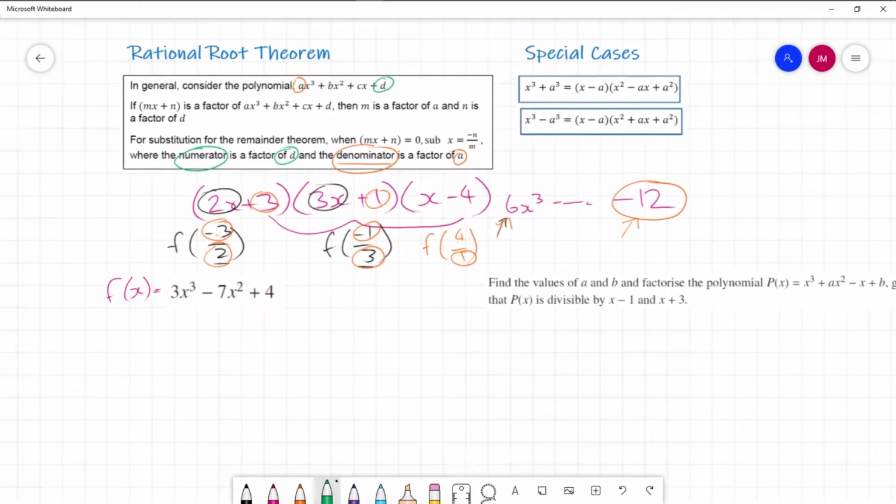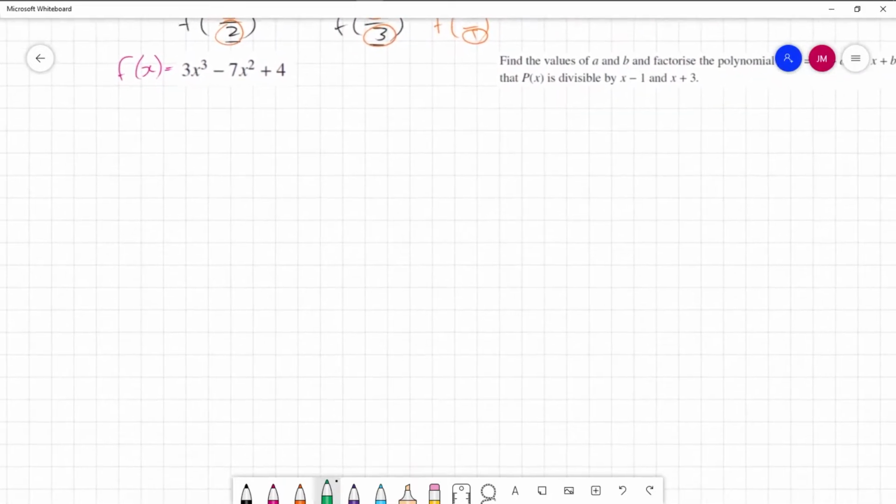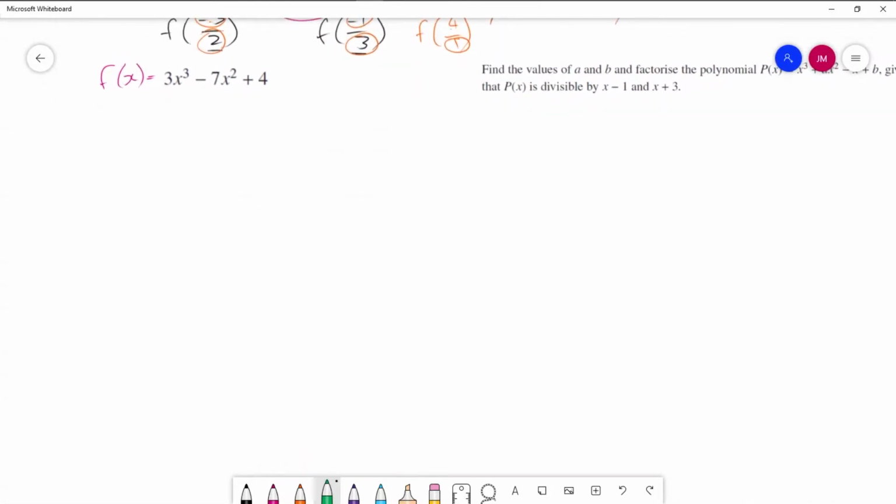So here's an example. f of x equals 3x cubed minus 7x squared plus 4. So when we're substituting in values to try and find a factor, the numerator that we're substituting in must be factors of positive 4, and the denominator must be factors of positive 3. As we can see from these two terms here. So we could sub in factors of 4. You'd have 1, 2, and 4, and they could all be positive or negative.